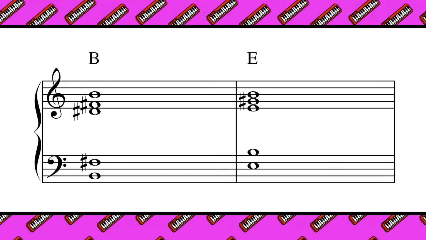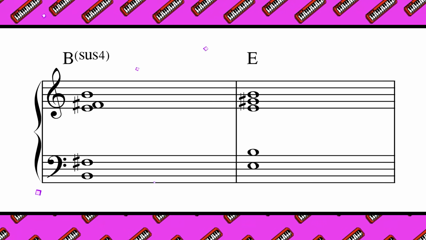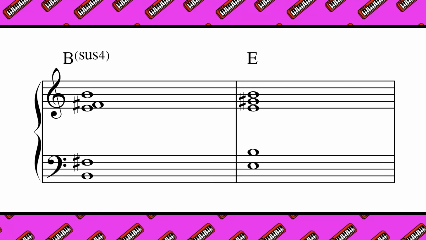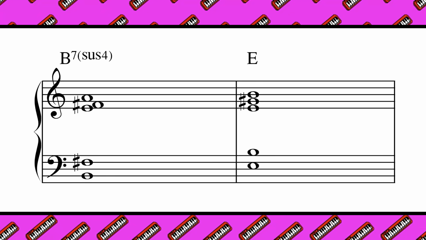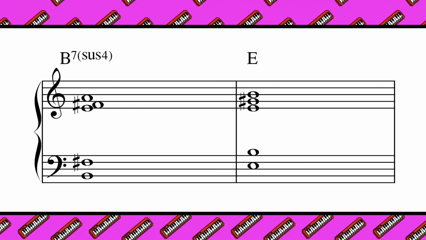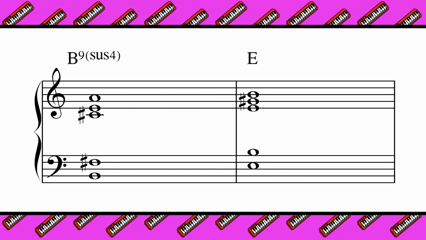We've seen how a lot of these suspended fourths end up on the 5 chord of the key, like, say, a B sus4 in the key of E. And a lot of the time, 5 chords will have their 7th tacked on, so say, a B7 sus4 in the key of E. Well, what happens if we add the 9th of the chord in for some color? A B9 sus4 in the key of E.